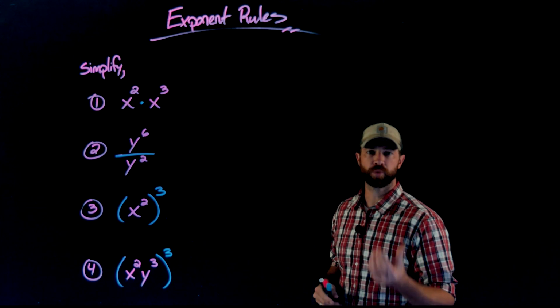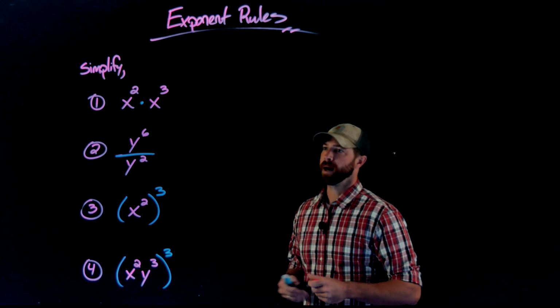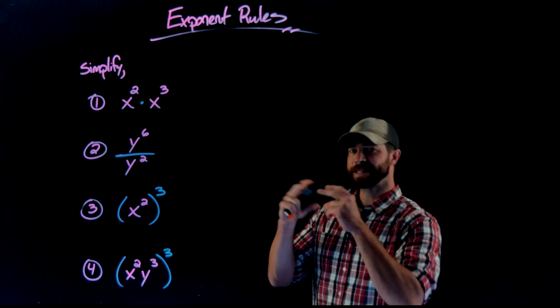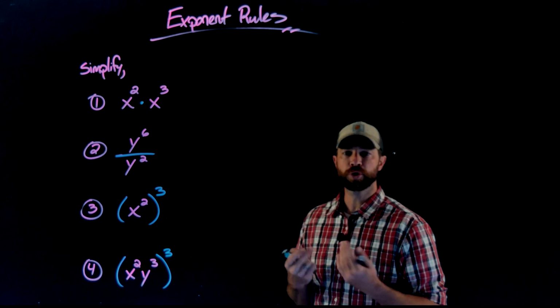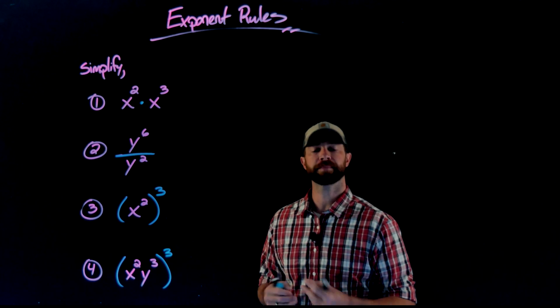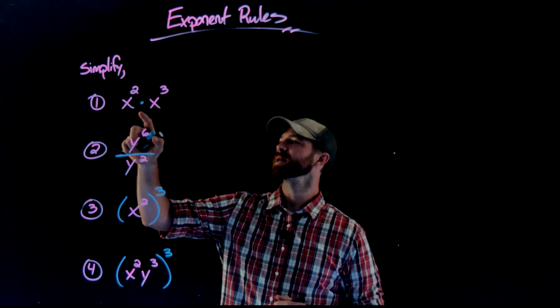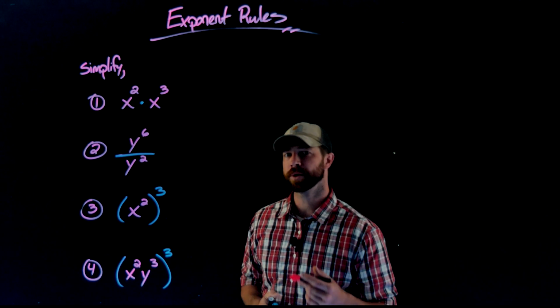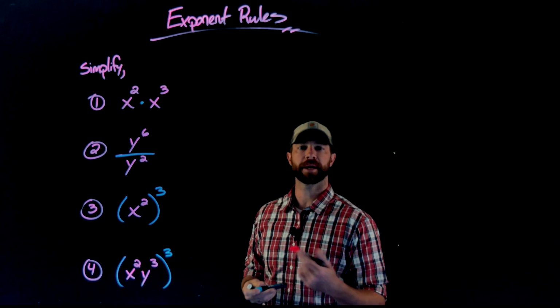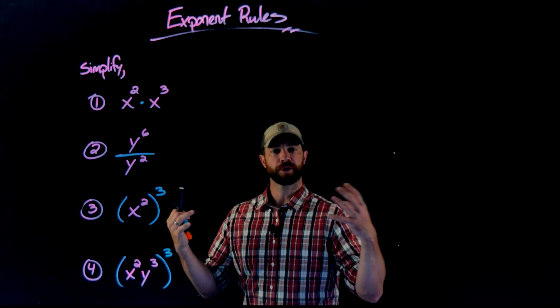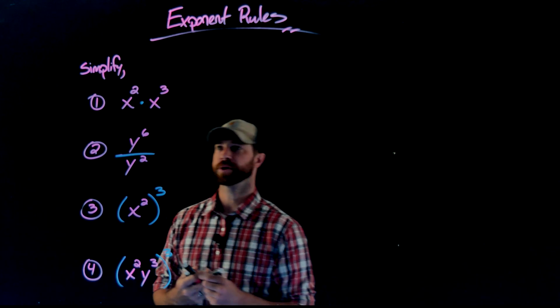But let's develop some rules for making this nice. To develop these rules, I'm going to expand each of these as much as possible. You shouldn't have to do that in the long run, but I want to show where these rules come from. First, right over here, we have x squared times x to the 3rd. What I'm going to do is expand the x squared and the x to the 3rd, and then look to put this together into one simple expression.